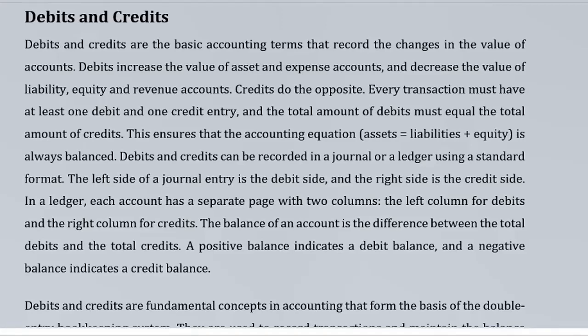This ensures that the accounting equation, assets equals liabilities plus equity, is always balanced. Debits and credits can be recorded in a journal or a ledger using a standard format. The left side of a journal entry is the debit side, and the right side is the credit side. In a ledger, each account has a separate page with two columns, the left column for debits and the right column for credits. The balance of an account is the difference between the total debits and the total credits. A positive balance indicates a debit balance, and a negative balance indicates a credit balance.